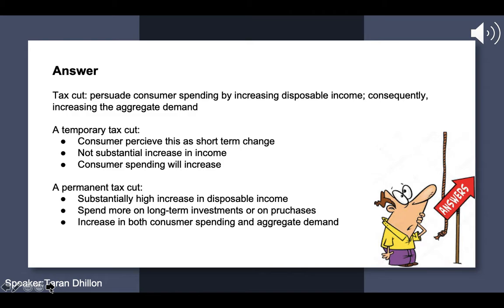As for permanent tax cut, this will have a greater impact on the consumer spending. As this policy is perceived as permanent, the consumers will view this as a higher disposable income. Therefore, they will try to spend more on current purchases or on long-term investments. This will increase the consumer spending and the aggregate demand.